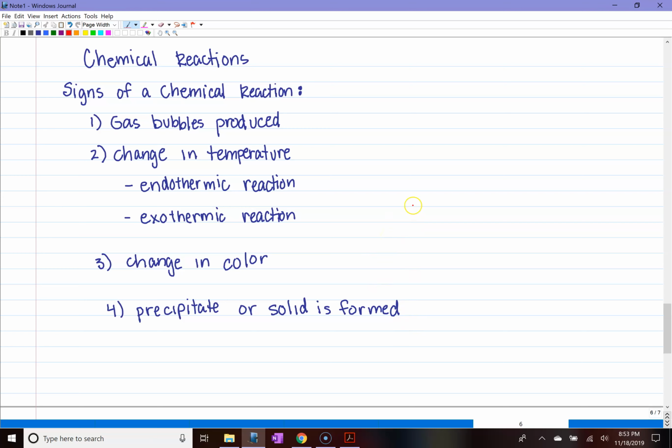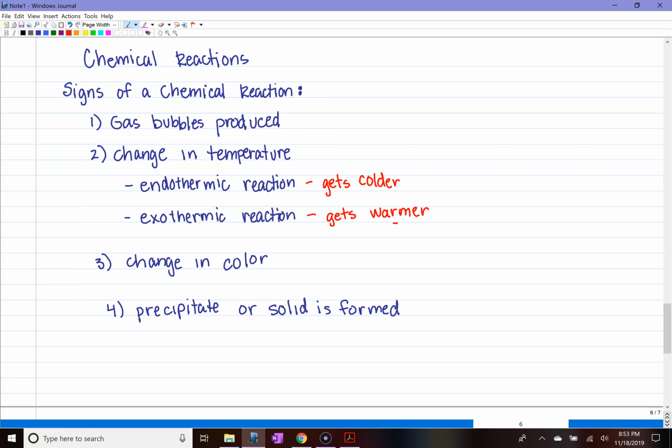If it gets colder, then we have an endothermic reaction. Endo means it's taking in, and it's taking in heat. And so that would be an endothermic reaction. Exo means exiting, and so an exothermic reaction is one that's going to get warmer. Another sign of a chemical reaction occurring is a change in color. And then the last sign would be a precipitate being formed.